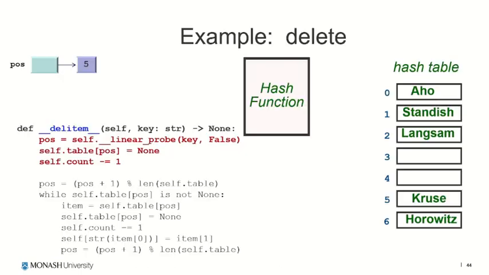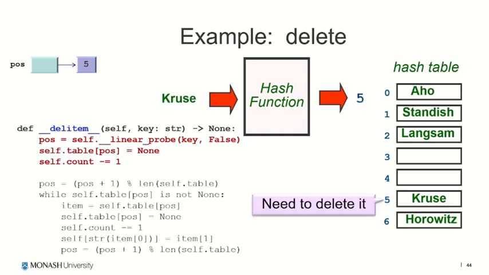So if we look at how we might do this, firstly we find the position of where we want to delete the item, and then we set it to None. We make sure that we subtract 1 from our count to denote that the item is no longer in the hash table.